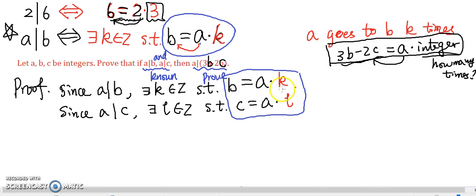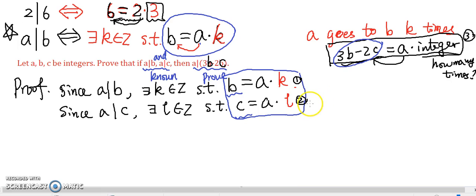But we have two equations here. Let me call this equation 1, this is equation 2, and this is the equation I want. So based on equation 1 and equation 2, how do I obtain equation 3? Let's start with the left-hand side. In equation 3, we want 3b minus 2c on the left side. And we have b in the first equation, c in the second equation. We just don't have 3 and 2 in front of them.